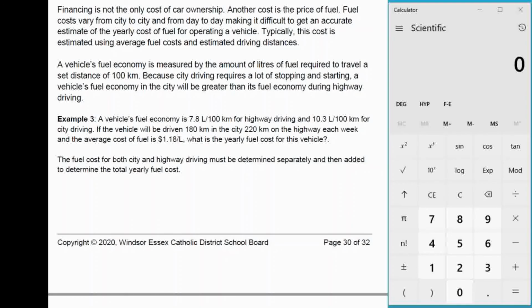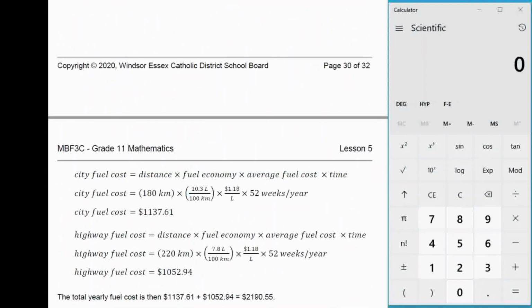So here's a sample question. We have a vehicle whose fuel economy is 7.8 liters per 100 kilometers for highway driving, and 10.3 liters per 100 kilometers for city driving. We're asked, if this car is driven about 180 kilometers in the city and 220 kilometers on the highway each week, and the average cost of fuel is $1.18 per liter, what is the yearly fuel cost? We'll need to do two separate calculations here and then add them together.